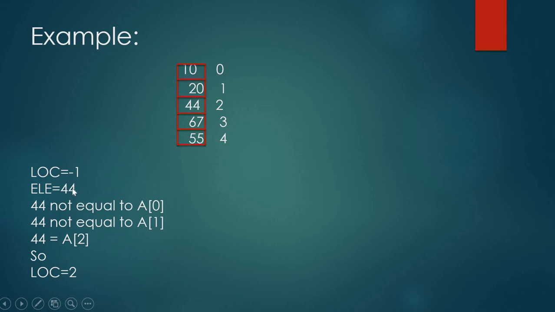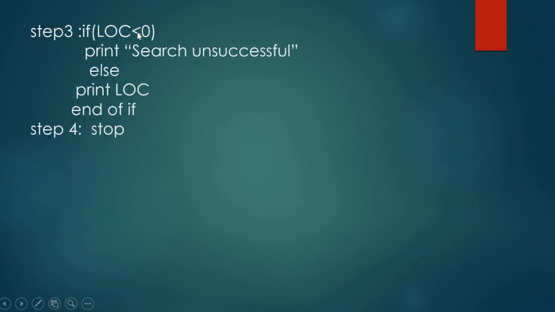See here in this example, 44 is compared with 10, 20, that is A of 0, A of 1 and A of 2. In A of 2, we get the location. So location will be 2. 44 is equal to A of 2, so LOC is equal to 2. Then finally we check if location is less than 0. It is not less than 0, so it will print that location is equal to 2. Like that, this algorithm works.